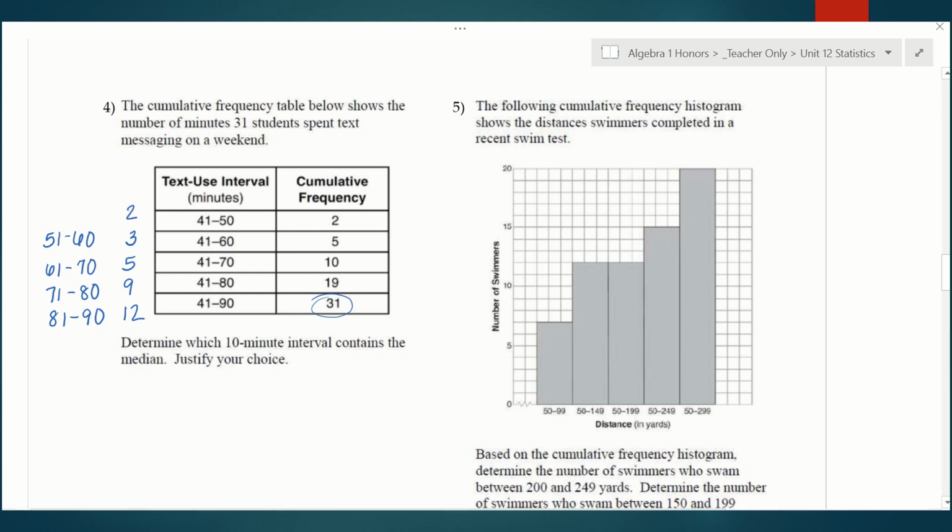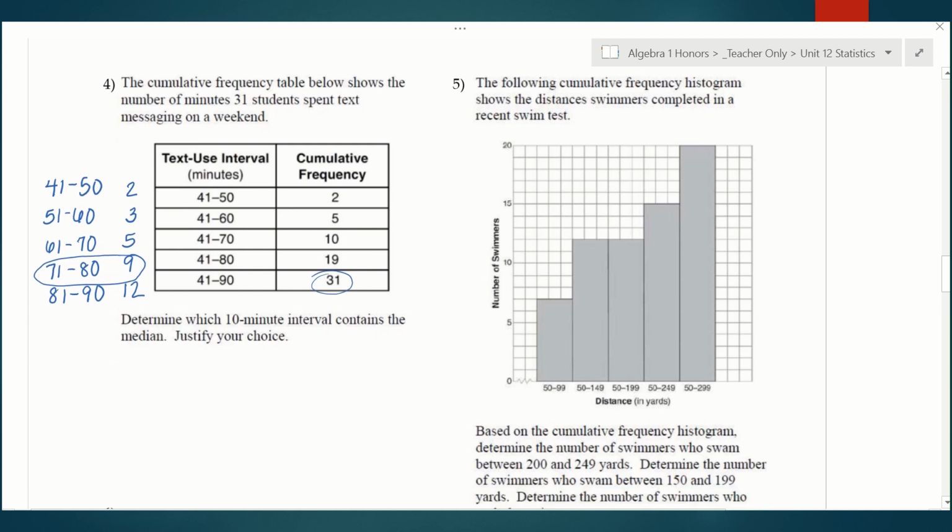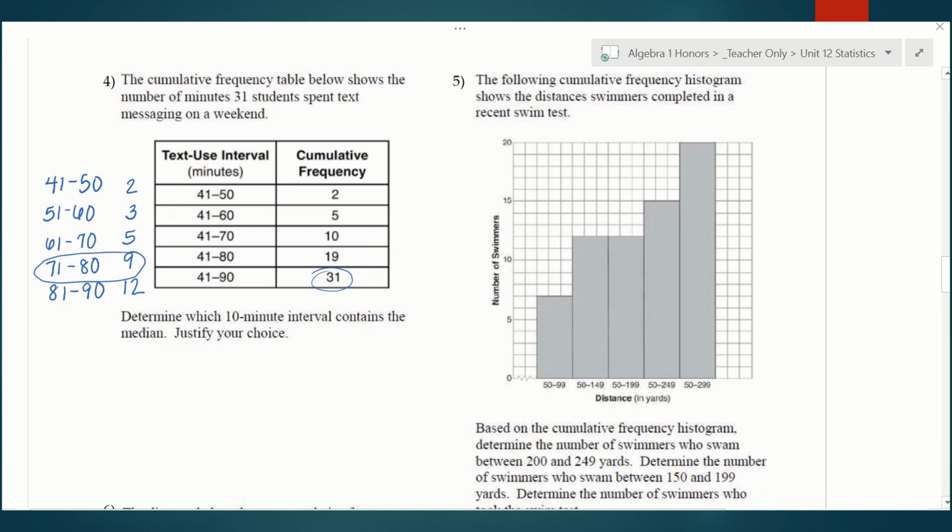Maybe I'll write this. We don't want to forget about that first interval. So if I have to find the 16th person, I'm going to go through and say, okay, 2 plus 3 is 5. 5 plus 5 is 10. And then 10 plus 9. So somewhere in this interval is the 16th person, right? Because it goes from basically the 11th person, right, all the way up. So the 10-minute interval that contains the median, and then we have to justify our choice.